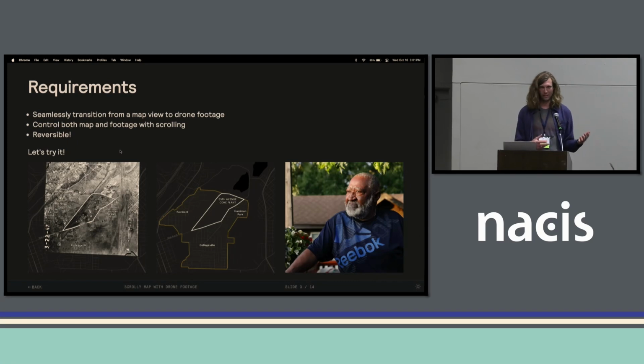So requirements for this were to seamlessly transition from your standard kind of basic Mapbox Scrollytelling thing that many of us have played with and done, into that drone footage while maintaining it being controlled by the scrolling. So saw some cool examples from New York Times from William earlier. I'm going to talk about a few different ways you can go about that. Also needs to go in reverse because people scroll back up the page sometimes.